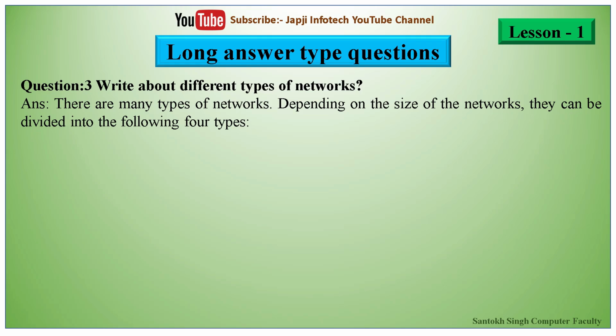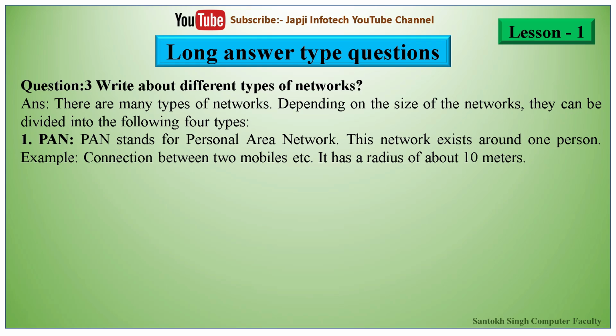There are many types of network depending on the size of the network. They can be divided into the following four types. The first one is PAN. PAN stands for Personal Area Network. This network exists around one person and its examples are connection between two mobiles, etc. It has a radius of about 10 meters.